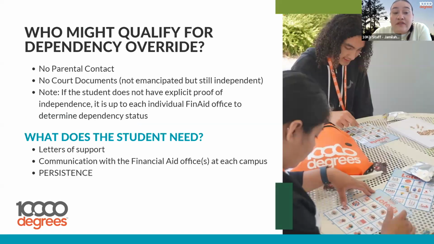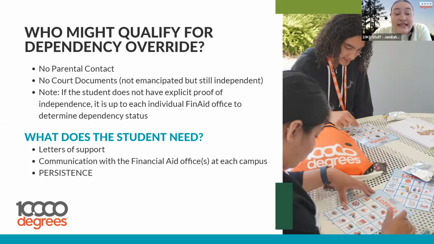So who might qualify for a dependency override? If students have no parental contact or they don't have court documents, so they're not an emancipated minor, but they're still independent. It's important to note that if a student doesn't have explicit proof of independence, it's up to each individual financial aid office to determine dependency status.